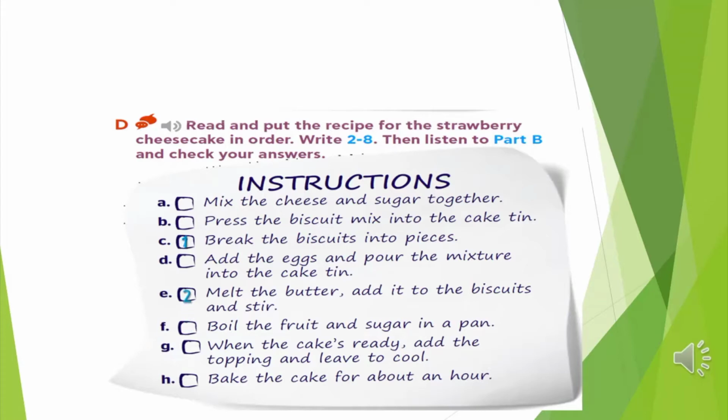Number 2, melt the butter, add it to the biscuit and stir. Number 3, press the biscuits mix into the cake tin. Number 4, mix the cheese and sugar together. Number 5, add the eggs and pour the mixture into the cake tin. Number 6, bake the cake for about an hour. Number 7, boil the fruit and sugar in a pan. The final one is, when the cake's ready, add the topping to the top and leave to cook.